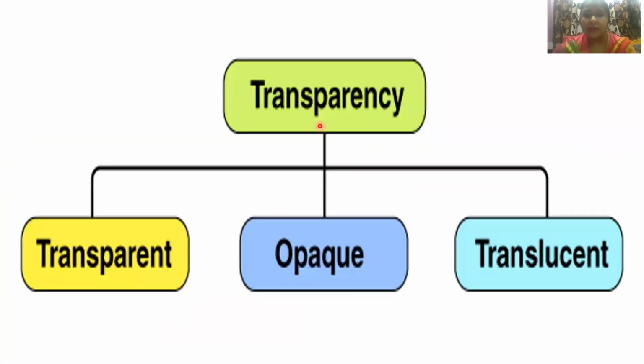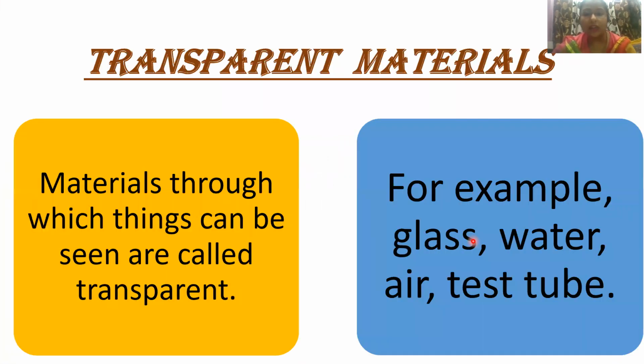Now, the last property is transparency. It is also classified into three types: transparent, opaque, and translucent. So let's see the transparent materials. Materials through which things can be seen. It means if you are able to see the other side through those materials, they are known as transparent. Example, glass, water, air. From these objects, you are able to see the other side.